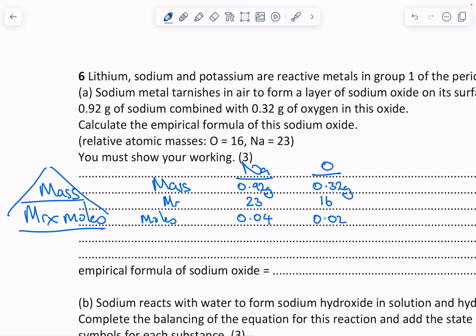Okay. The next step is divide by the smallest number. So the smallest number in this case is 0.02, so that's going to become 2 and 1. So for my empirical formula is Na, that gets a 2, and just O1, we don't need to write the 1 down. In terms of marks, there's 3 marks available. They're going to give you a mark for working out the ratio, working out the actual whole number ratio, and then you've got the formula in there as well.